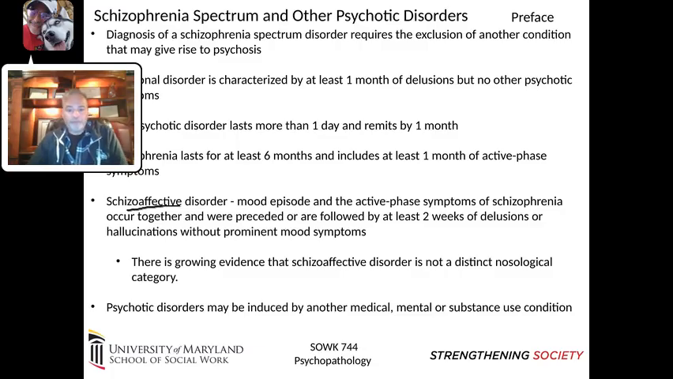Schizoaffective disorder is sort of some of the schizophrenia symptoms with also mood symptoms. So what they call mood episodes, which can include manic or hypomanic as well as depressive. Think of mood episodes in the same way it's defined in bipolar, followed by active phase symptoms of schizophrenia that occur together, followed by 2 weeks of delusions. I said, wow, that's pretty complicated. Yeah, it's a little bit complicated.